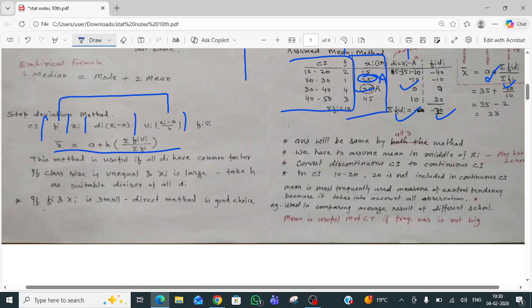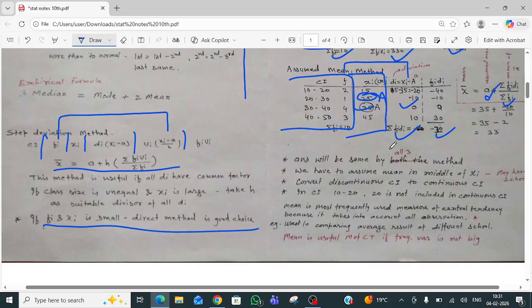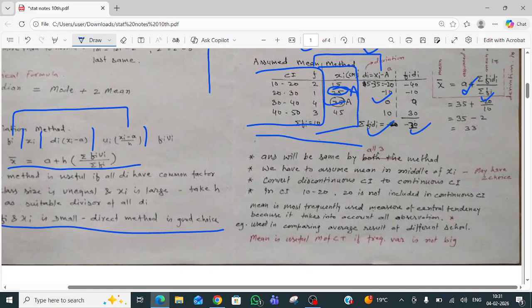If the class size is unequal and xi is large, take h as a suitable divisor of all di. And if xi is small, the direct method is a good choice. Now the answer will be the same by all three methods. We have to assume the mean in the middle of xi. So you may have two choices, when it is an odd number or when it is an even number. Convert the discontinuous class interval to a continuous class interval.